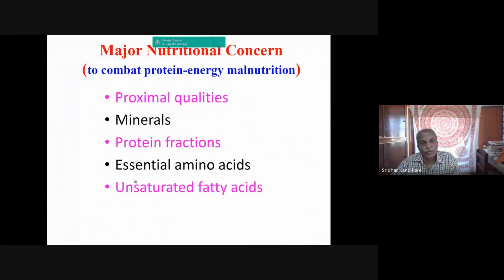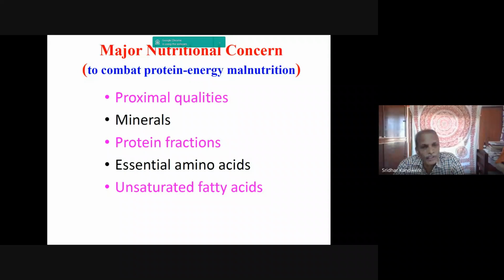So let us speak about some of the nutritional aspects pertaining to mushrooms. As far as any food material is concerned, one has to evaluate the proximate qualities. What are the proximate qualities? Like proteins, fiber, lipid, carbohydrates, all such things. And the second important nutritional property is minerals. Macro and micro minerals are very, very important. You know very well, magnesium deficiency is already there because of many reasons.